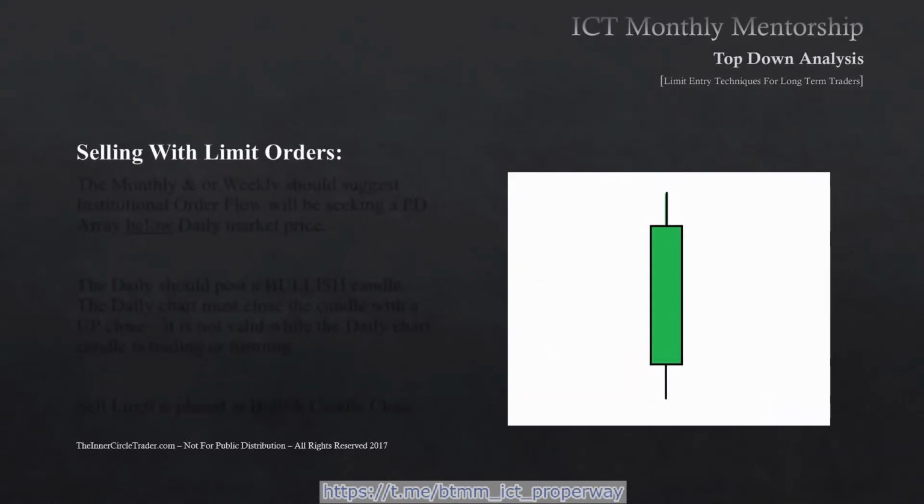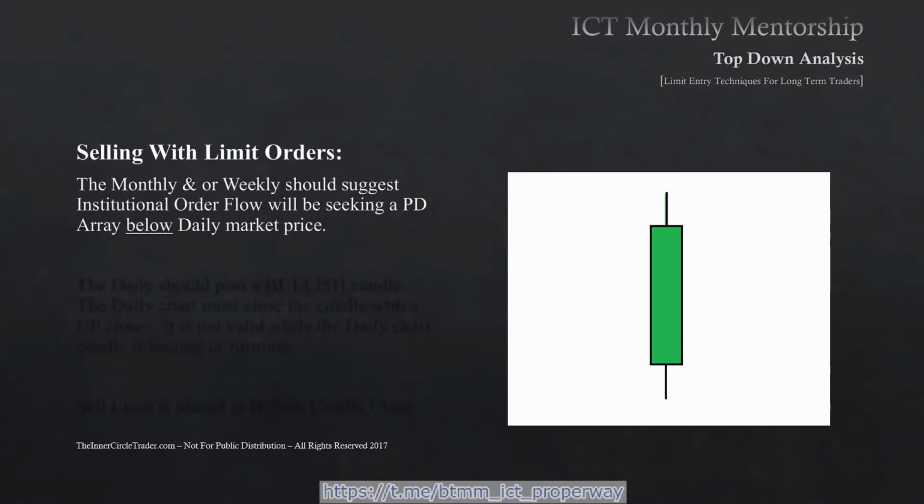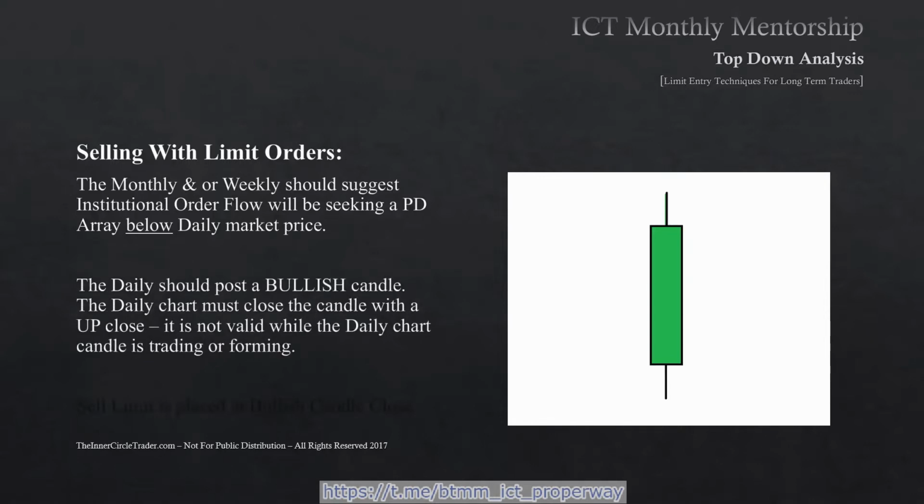Okay, selling with limit orders, just like we had with the sell stops, the monthly and/or weekly should suggest institutional order flow. We'll be seeking PD arrays below daily market price. The daily should post a bullish candle, and the daily chart must close the candle with an up close. It is not valid while the daily chart candle is trading and/or forming. And the sell limit is going to be placed at the bullish candle's close.